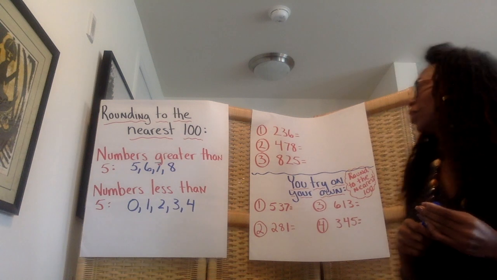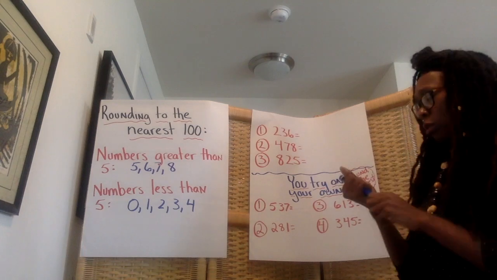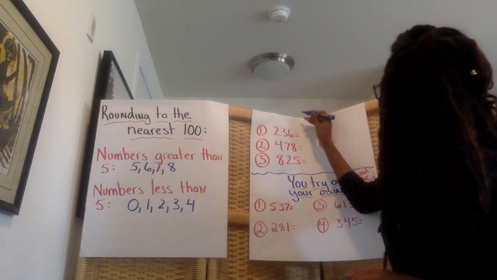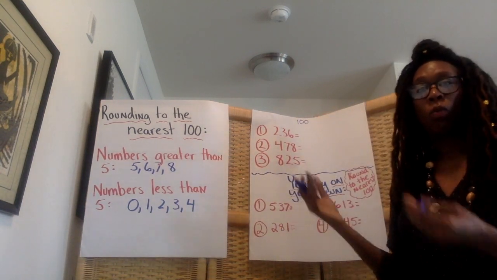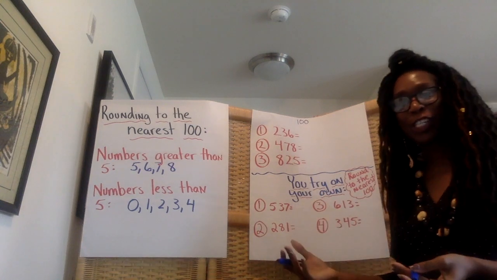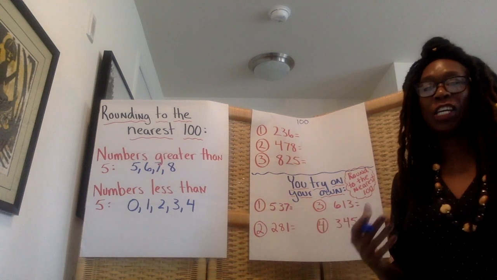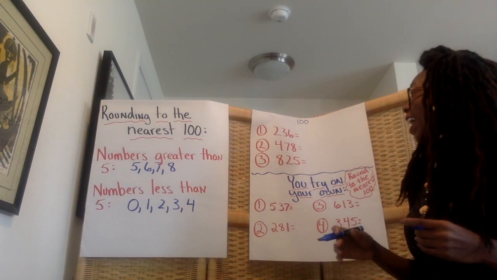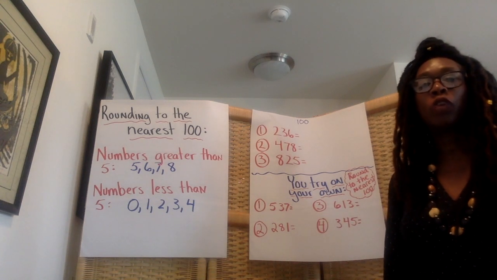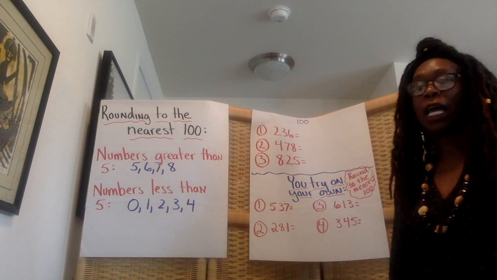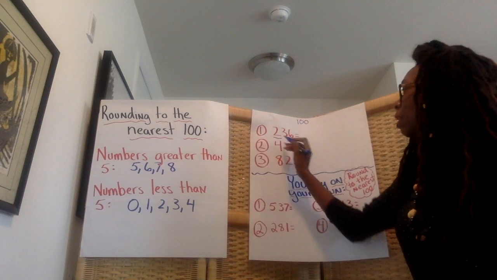Okay? Great. So our first number that we have, and don't forget, for these problems we're rounding to the nearest 100. So we're looking at 100, 200, 300, 400, 500, 600, 700, 800, or 900. We're going to probably stop there. For number 1, we have 236. The first thing that I want you to do is to underline the number in the hundreds place. That would be the 2.